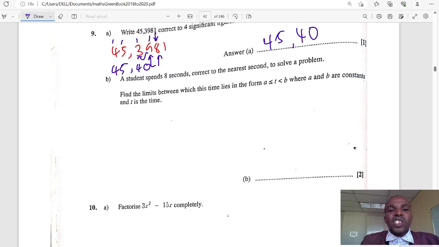Done. Next, a student spends 8 seconds, correct to the nearest second, to solve a problem.